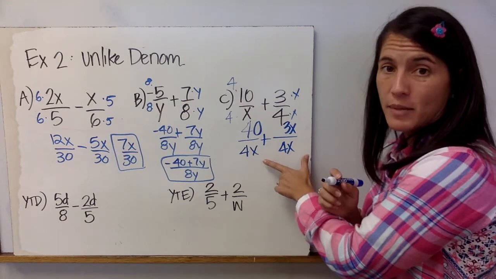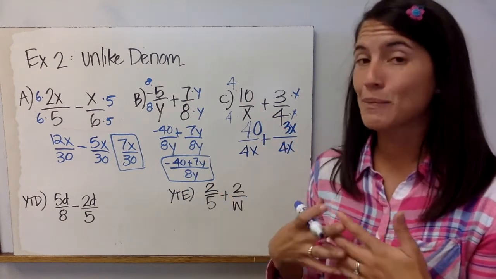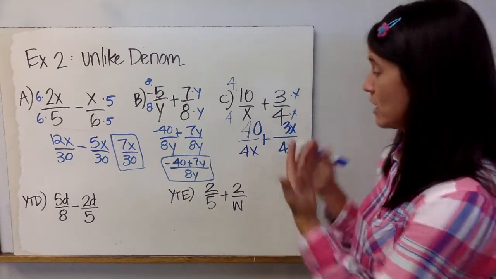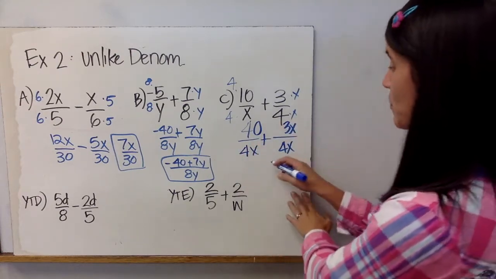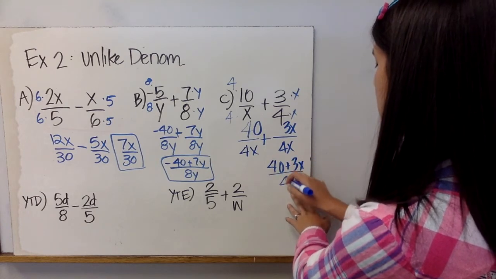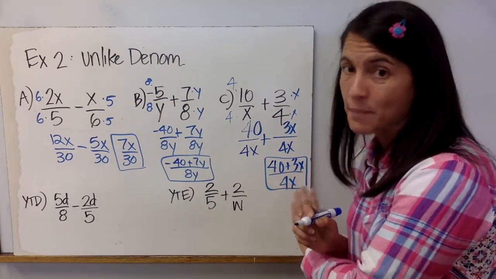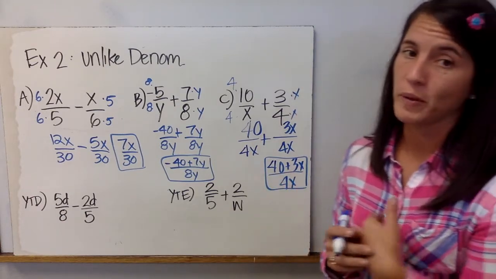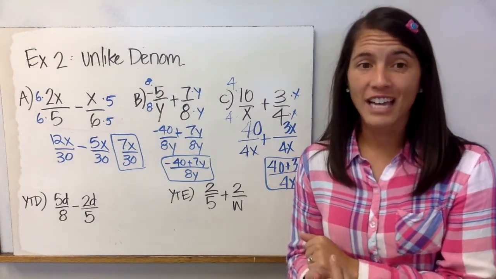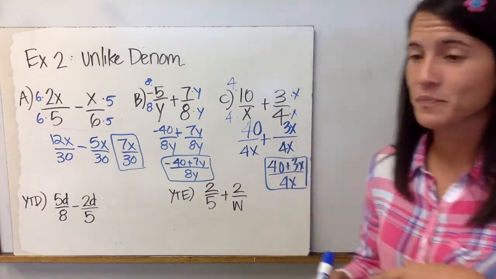Now I have a common denominator, so I look to my numerator, 40 plus 3x. Unfortunately, I can't combine those because they are not like terms. So I'm going to leave my answer as an expression, 40 plus 3x over 4x. And that's okay. That is acceptable in the work we're doing. All right, I want you to try. You try D, you try E. Pause it, press play when you're ready to see the answers.